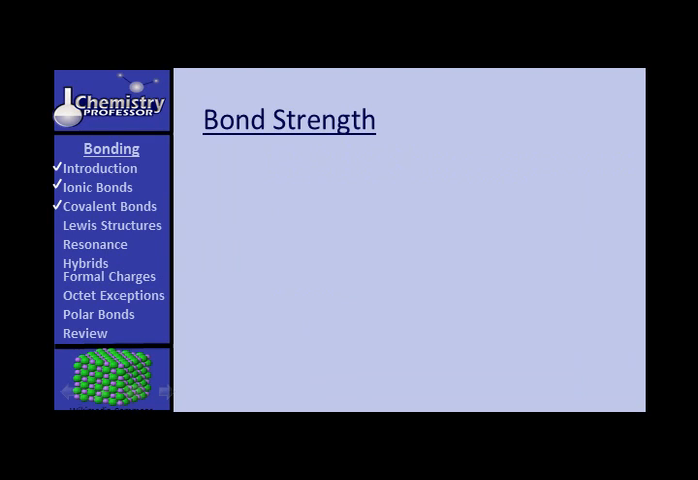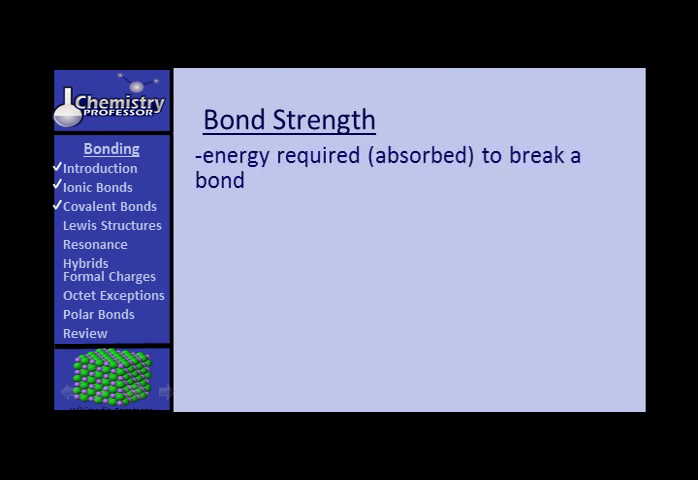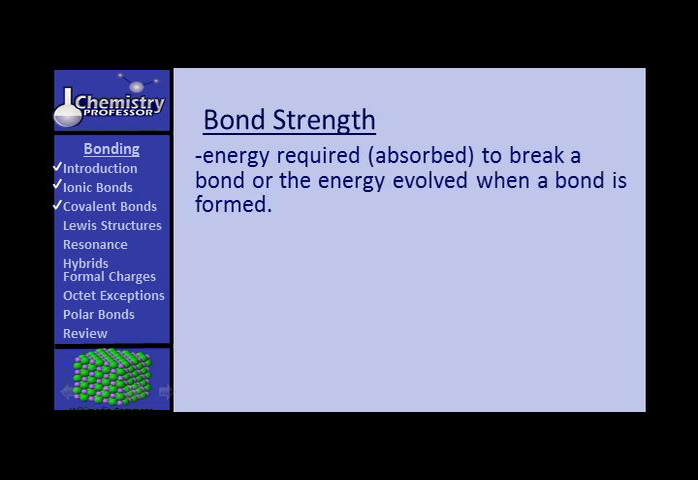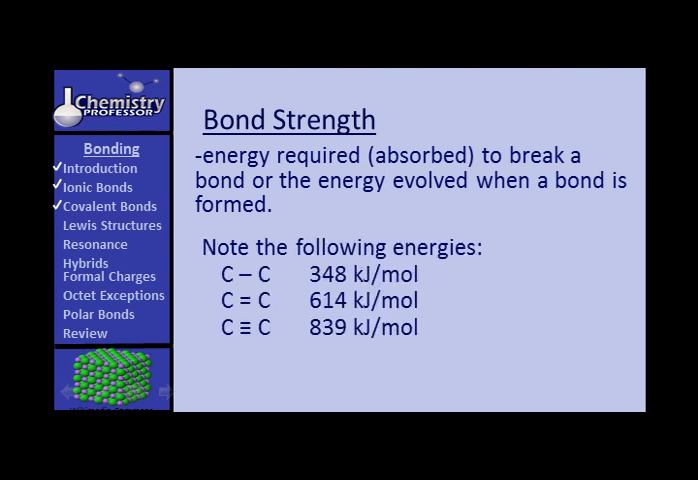Let's look at factors regarding bond strength. Now, bond strength is the energy needed. You can think of it as the energy needed to break a bond, but you do need to realize it's also the energy that may be evolved when a bond is formed. Let's look at some. Consider these three structures. We have a carbon single bonded to a carbon, a carbon double bonded to a carbon, and a carbon triple bonded to a carbon.